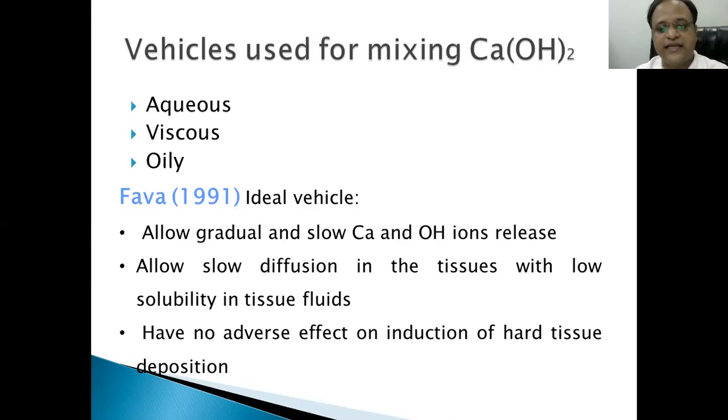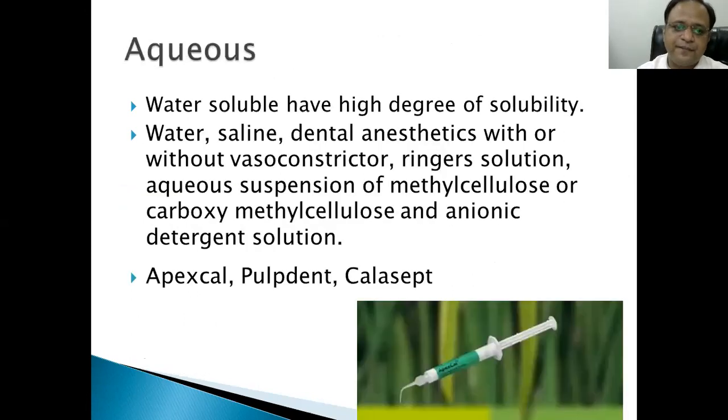Fava in 1991 gave us the characteristics of how an ideal vehicle should be. The ideal vehicle should allow gradual and slow release of calcium and hydroxyl ions. It should allow slow diffusion into the tissue with low solubility in tissue fluids. It should not have any adverse effect on induction of hard tissue deposition.